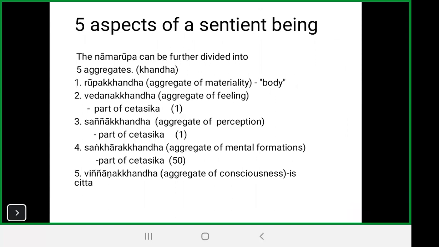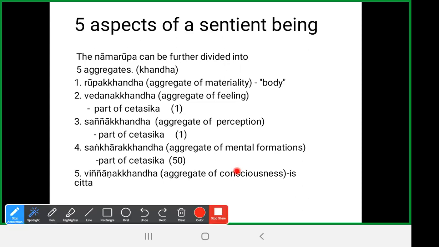Right. After talking about nama-rupa, we are trying to see how we can go deeper. Nama-rupa can be divided into five aggregates. The first one is the Rupa Khanda, the aggregate of materiality. It's like the body. This is a very physical one that we can see, visible, and there are some parts invisible. The rest is under the Nama.